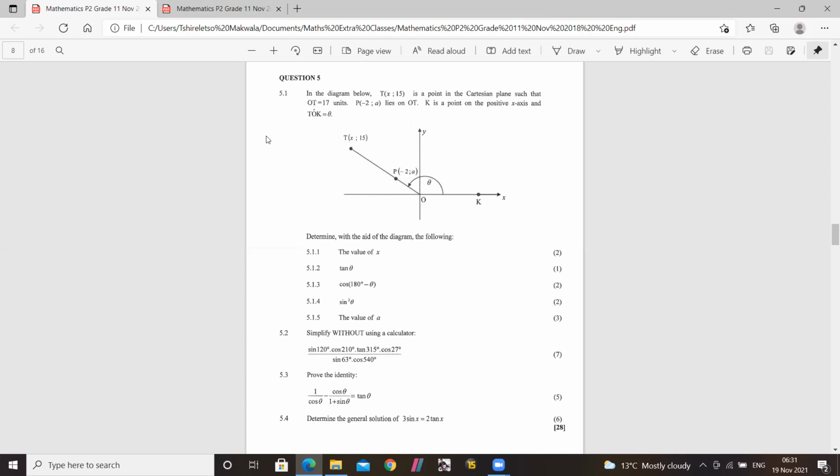5.1 says: in the diagram below, the coordinates of T are x and 5, a point in the Cartesian plane such that OT is equal to 17 units. P (-2, 8) lies on OT. K is a point on the positive x-axis, and TOK is equal to theta. As you can see, this type of question is the second type. It's not a graph, so it's a triangle.